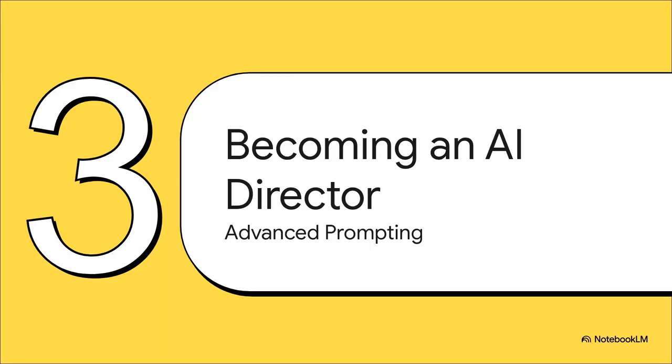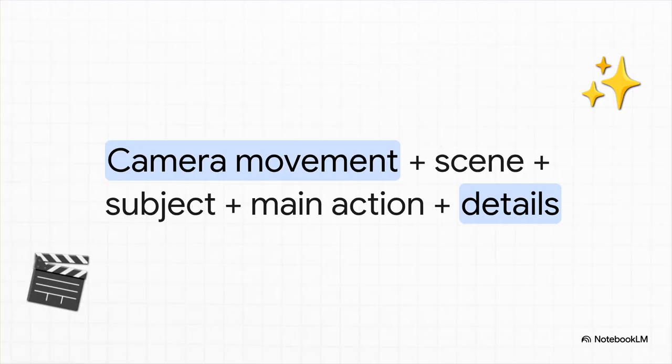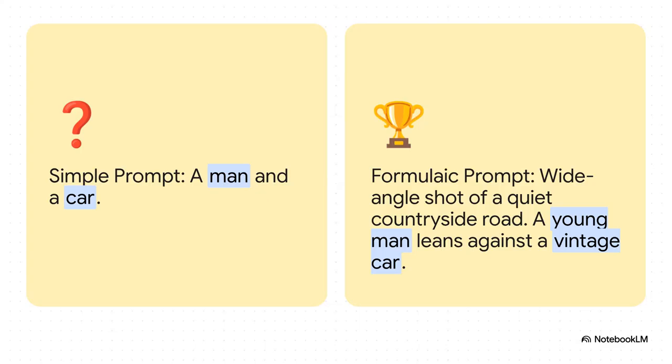All right, so you've made a cool clip, but pretty soon you're going to want to stop letting the AI drive and take the wheel yourself. This is where we go from just being a user to becoming an AI director. This is where the pros separate themselves from the beginners. You've got to stop just throwing random words at it and start using a formula. When you structure your prompts, thinking about the camera, the scene, the subject, the action, you get predictable, high-quality results every single time. And just look at the difference this makes.